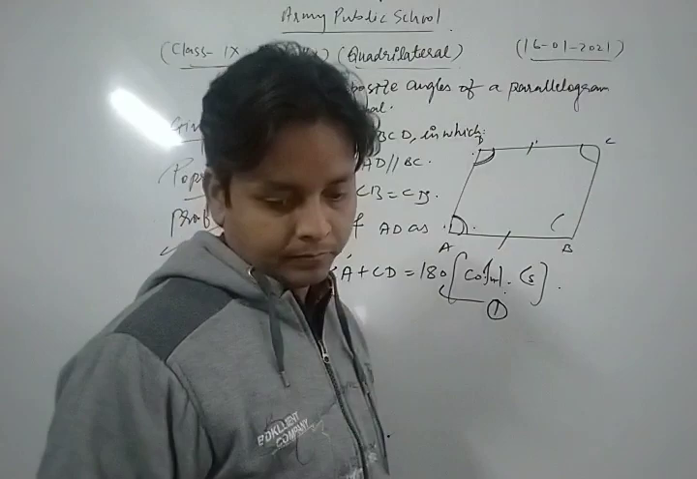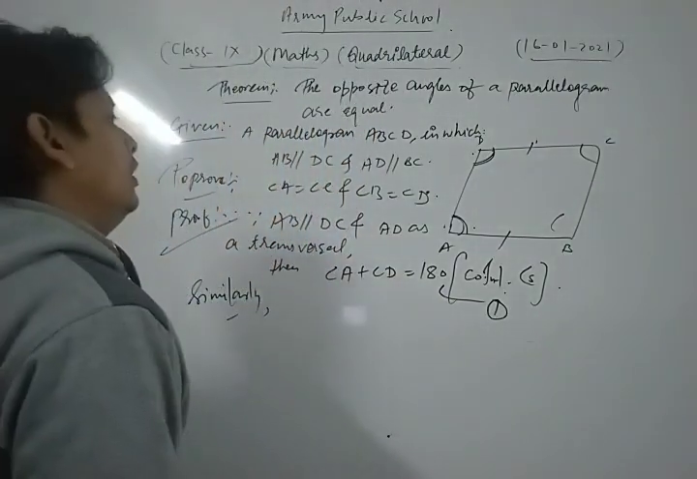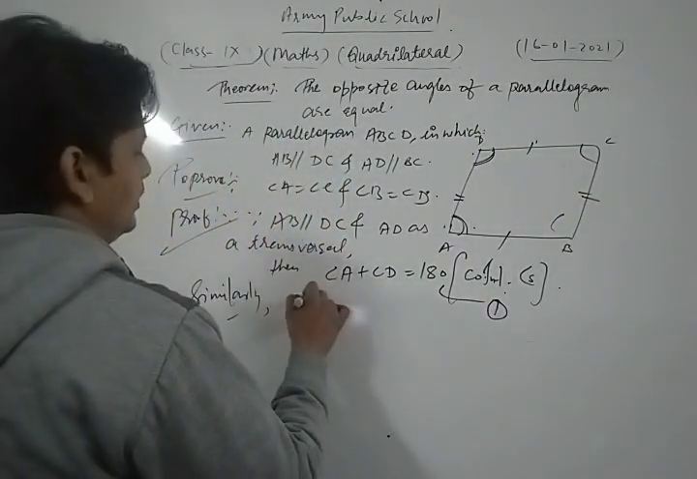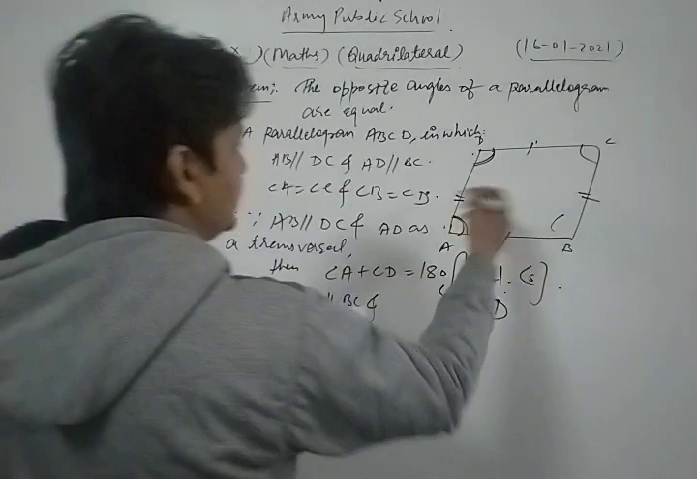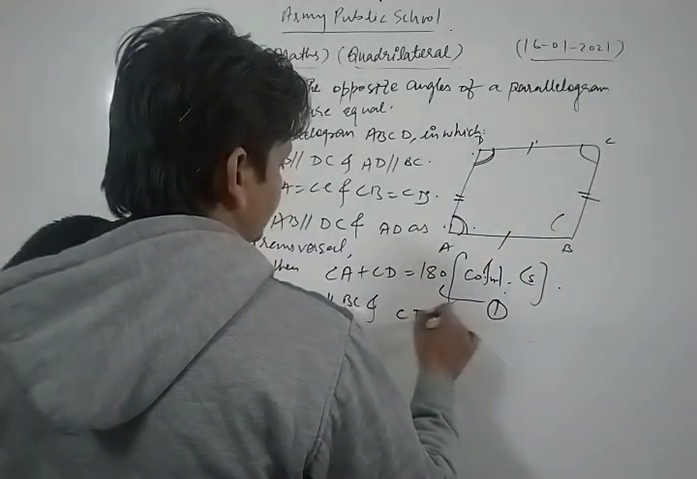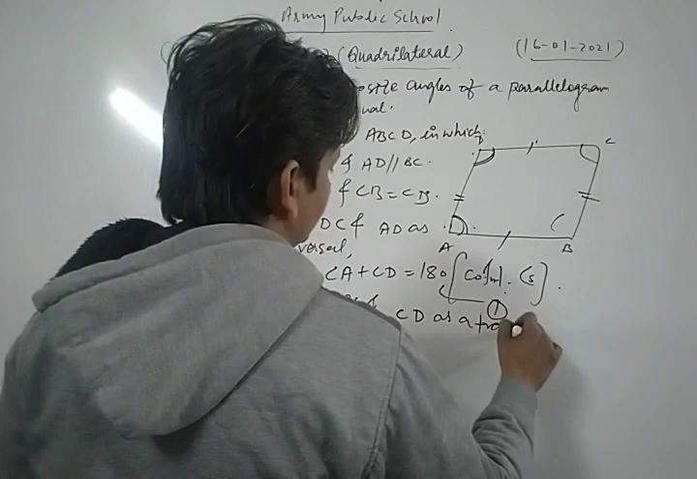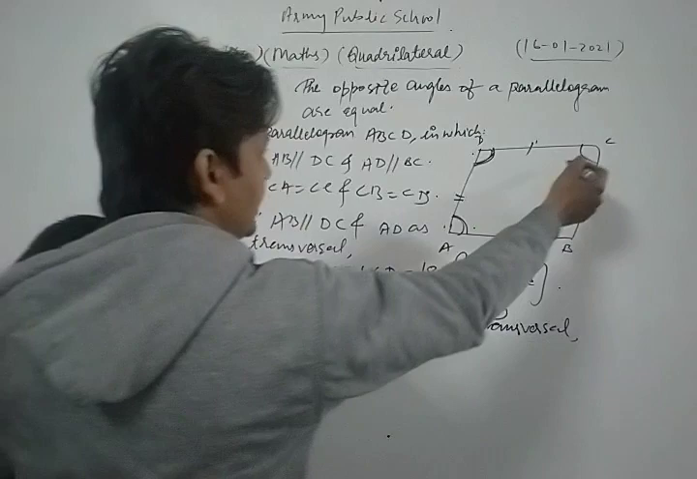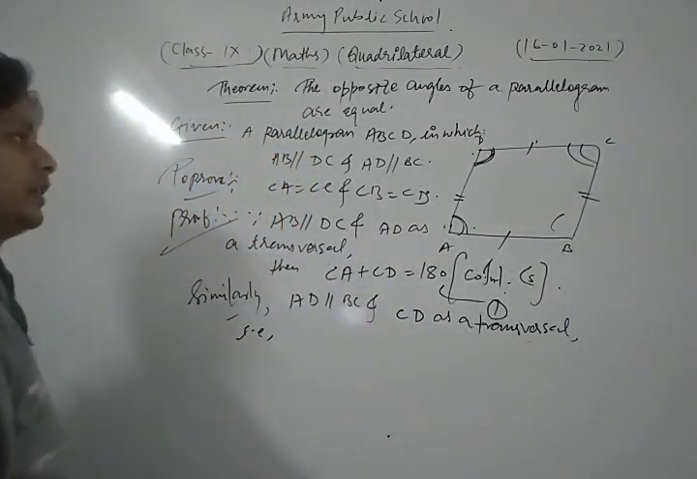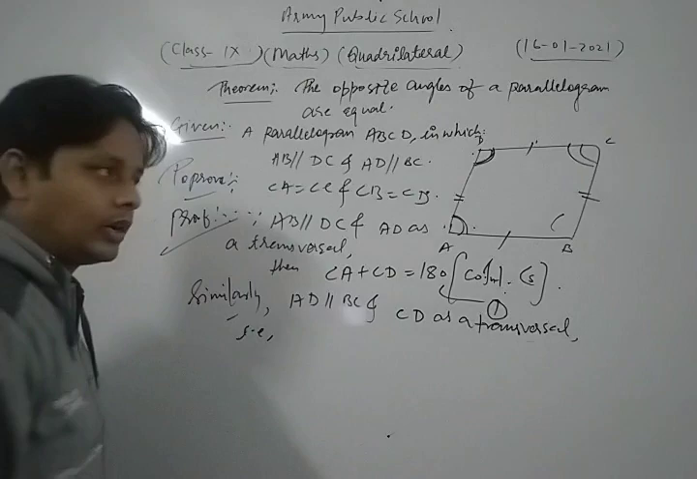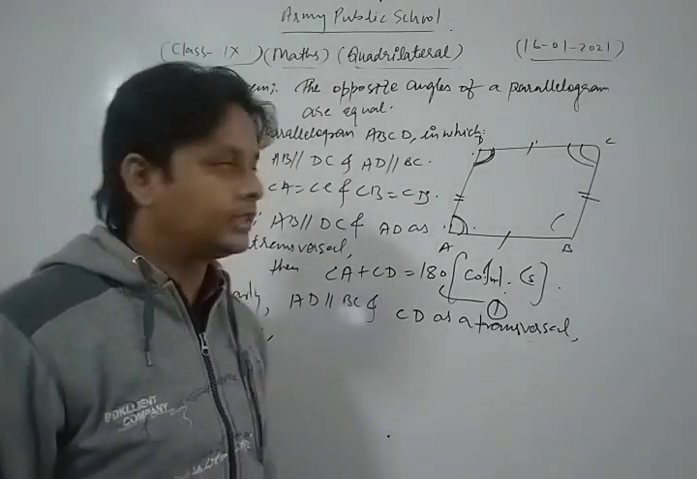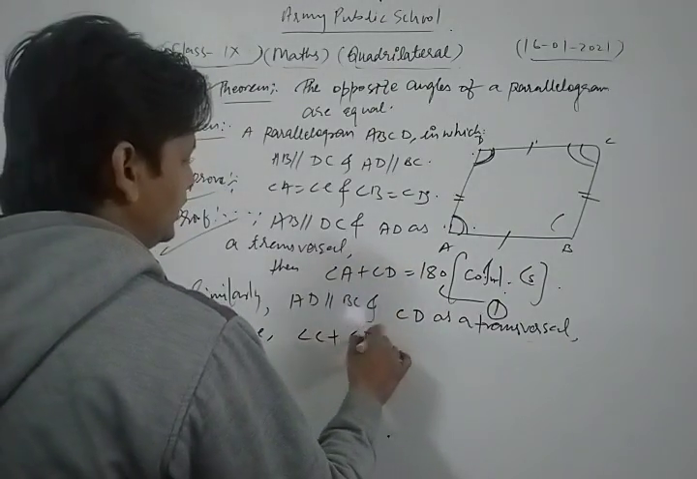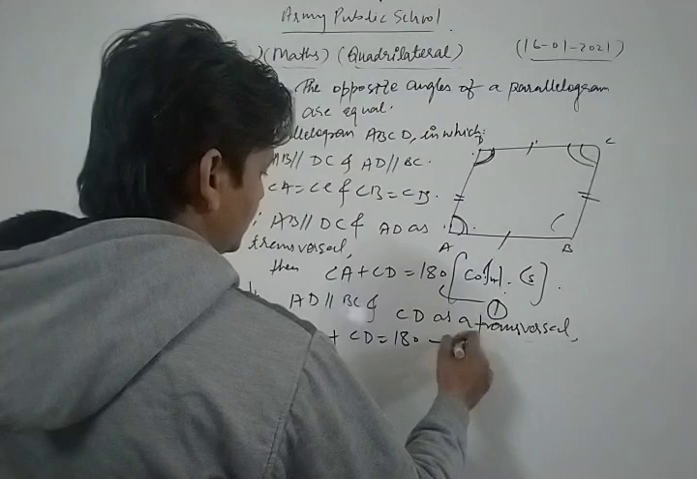Similarly, let's see. Now AD is parallel to BC and CD is a transversal. Angle C and angle D also form what? Co-interior angles, and we know that co-interior angles are supplementary to each other. It means their sum of measures is 180, that is angle C plus angle D must be equal to 180. Take this as equation number 2.